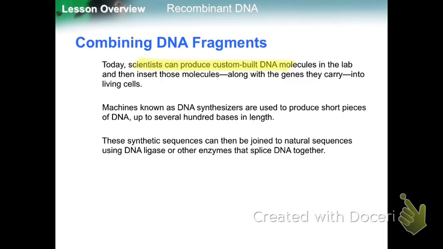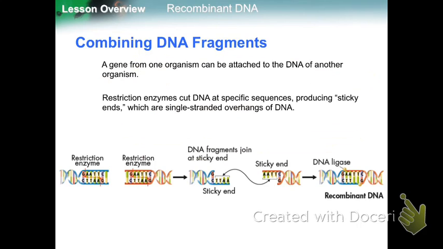Scientists can produce custom-built DNA molecules in the lab and insert those into living cells. Machines called DNA synthesizers are used to produce short pieces of DNA, and these synthetic sequences can be joined to natural sequences using DNA ligase that links everything together. In this way, a gene from one organism can be attached to DNA of another organism.